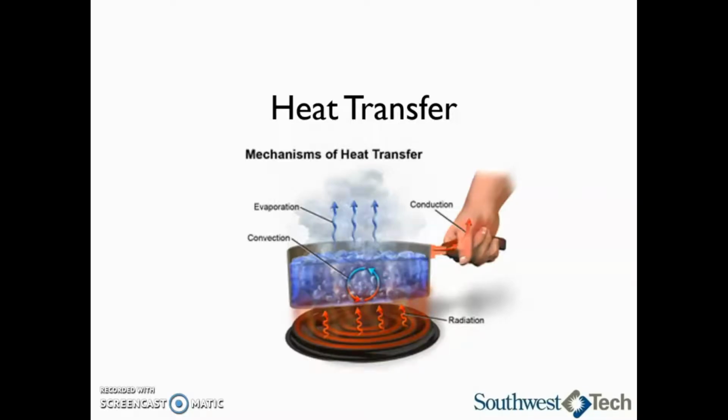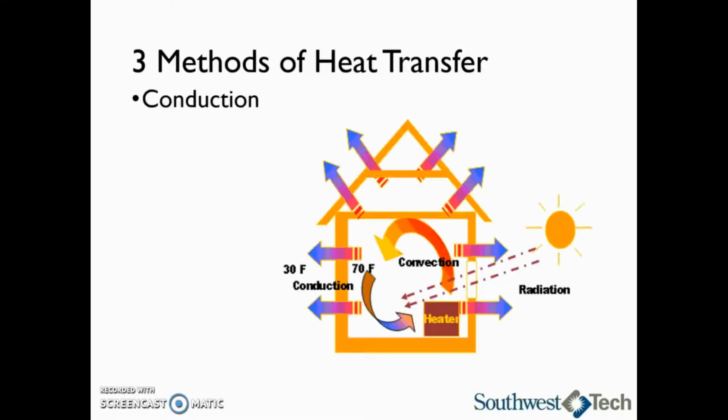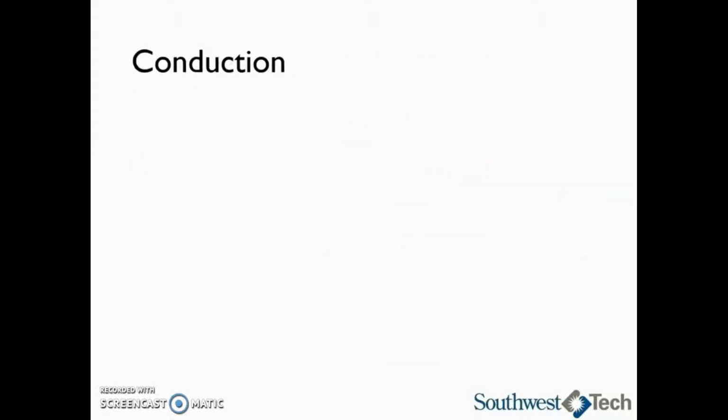Our third lecture video on temperature and heat will cover the three methods of heat transfer. The three methods of heat transfer are conduction, convection, and radiation. It doesn't matter which method of heat transfer is being used. Heat is always transferred from the warm area or object to the cold area or object. We're going to look closer at these three methods of heat transfer next.